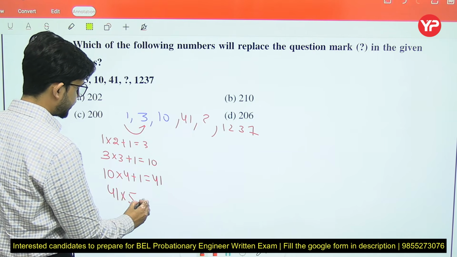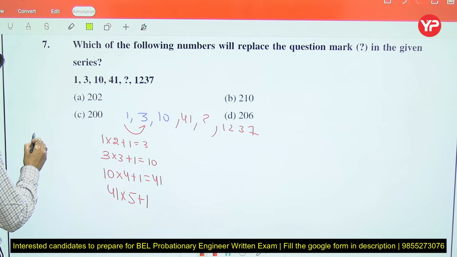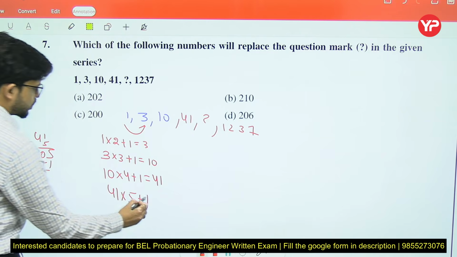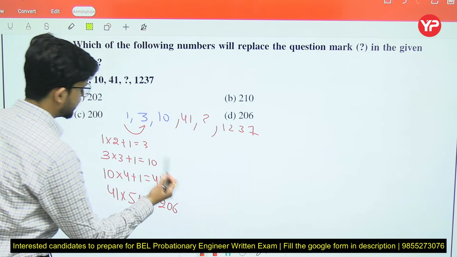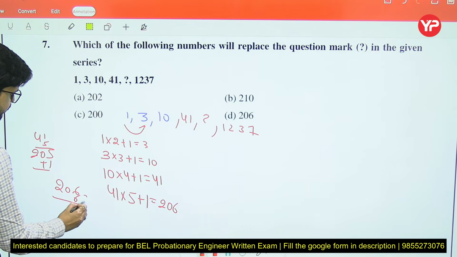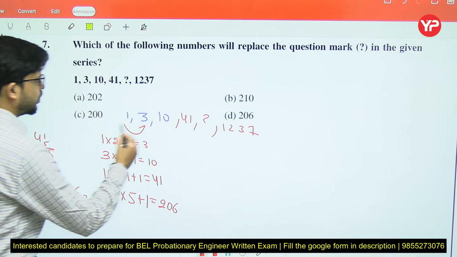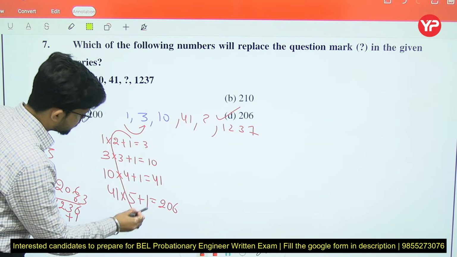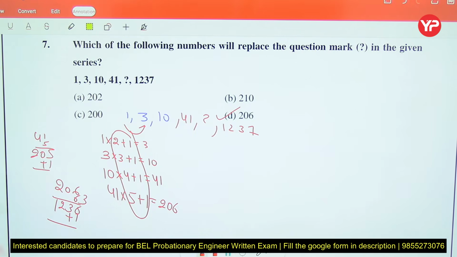Similarly, 41 into 5 plus 1. What do I get? 206. And I will check also 206 into 6 plus 1 is 1237. Okay, our answer will be D. So D will be the answer. So this is the pattern basically: into 2 plus 1, into 3 plus 1, into 4 plus 1, into 5 plus 1.